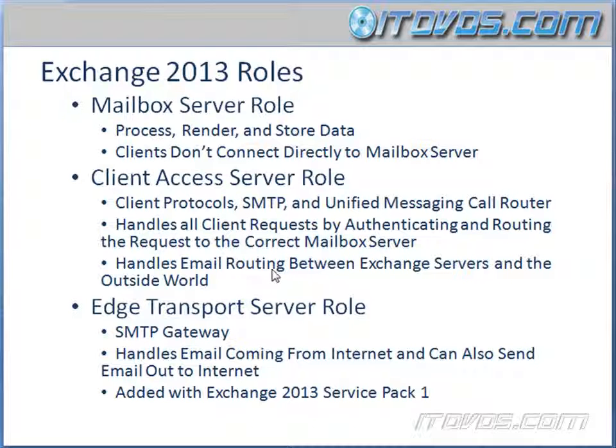It also handles email routing between Exchange servers and the outside world. So if we open up our Outlook and we send an email to somebody else that's not in our organization, like Joe Blow at hotmail.com, well, the client access server role is going to help that email get out to the internet. And then we have our Edge Transport Server role.